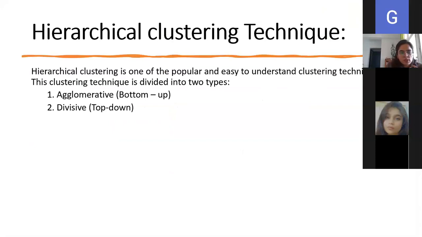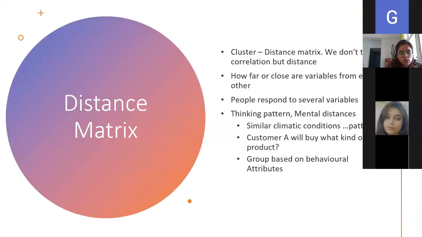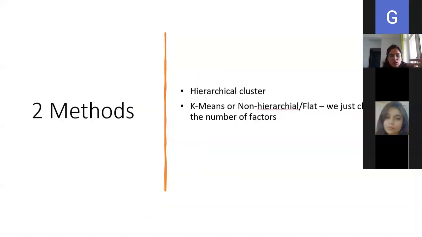What it does is, based on the distance matrix, this is the thinking pattern. These are the mental distances. On the basis of Euclidean distances, what we are doing is we are grouping these people together. Those people whose distance is less will be grouped together first, and simultaneously all other people will be grouped.